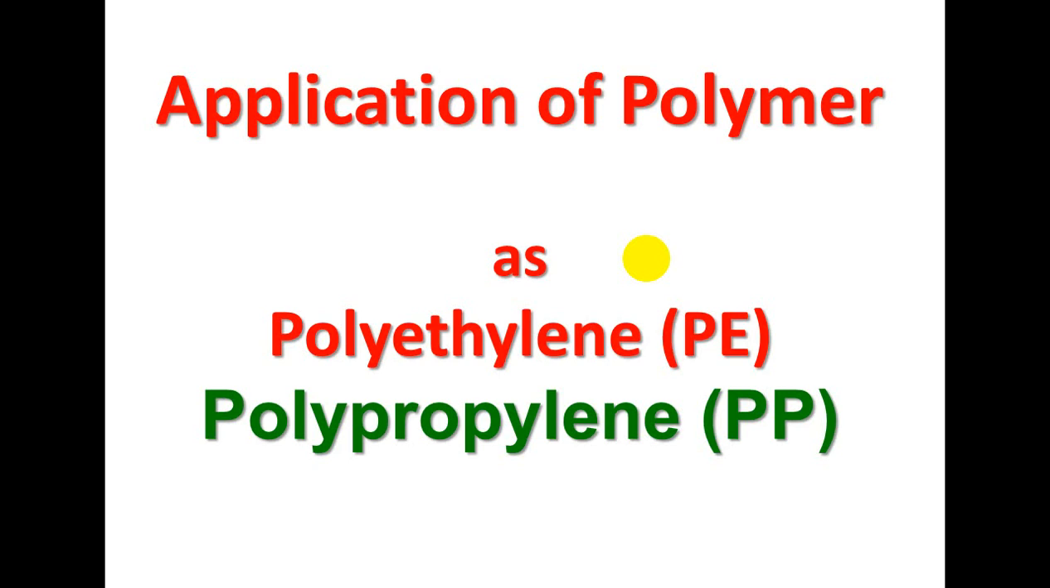Now, the application of polymer, the important part of the polymer, is the application of polymer. So here, in plastic especially, our discussion is confined to polythene, that is PE, and polypropylene, that is PP. Polythene is a very useful and very common name in our life. So we go through them one by one.